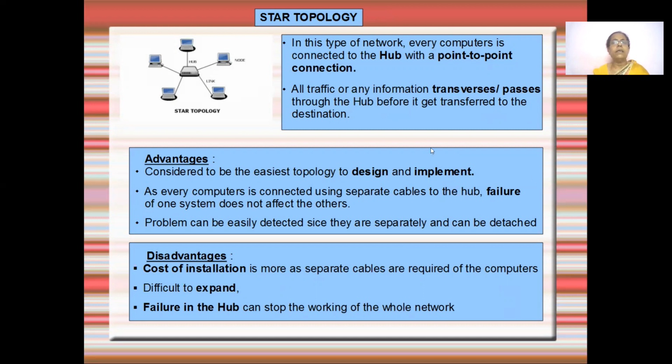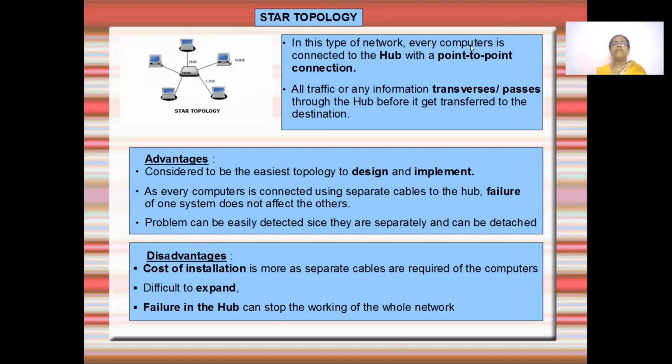They can have the same amount of signals to all the places. And any information that has to go from this computer to this computer has to go through the hub. It passes, it traverses, it comes back like this. So before it goes to the destination, if you're sending a message to this person, it has to go through the hub. So let's read what it is.